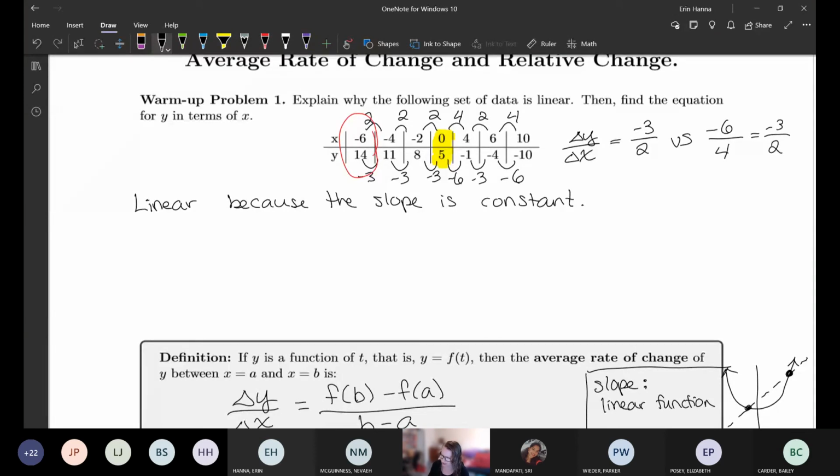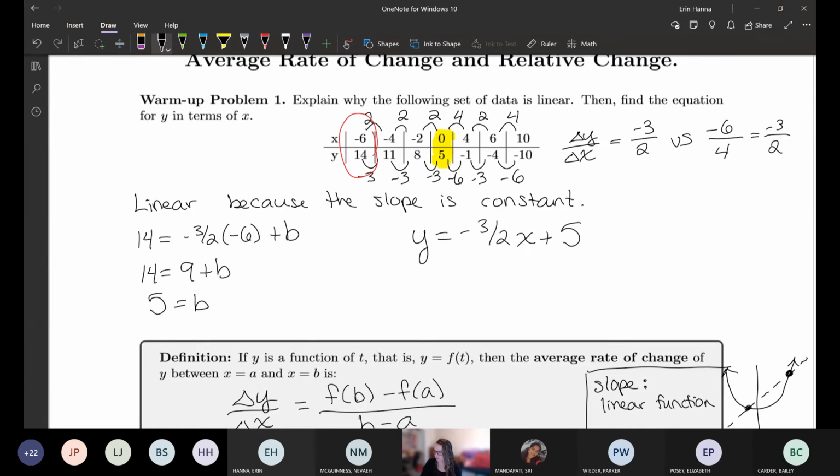I'm going to choose the (-6, 14). You're going to plug it into the y equals mx plus b format, but we don't know what b is. And then this, if I remember correctly, because my arithmetic's bad, I think that it is 9. Yes. So 14 equals 9 plus b. Subtract 9 from both sides. You'll get that b is 5, which is good because that's what it should be. So then our equation is going to be y = -3/2 x plus 5.